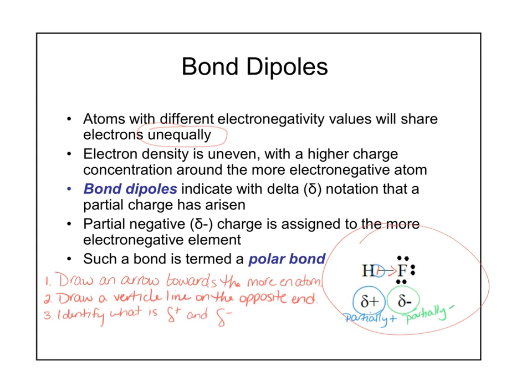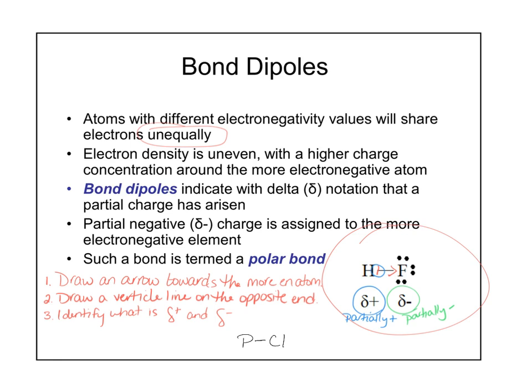What if I had a bond between phosphorus and chlorine? So take a look at the periodic table. Just use the periodic trend. Now phosphorus and chlorine are both in period 3. So I'm going to use the trend that as we go from left to right, the electronegative value increases. Therefore, chlorine is going to have a higher electronegative value.